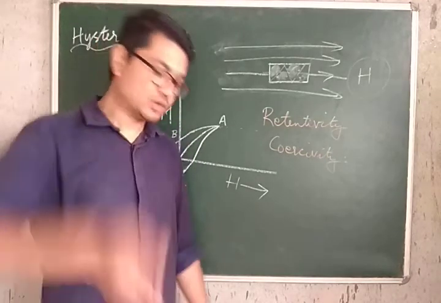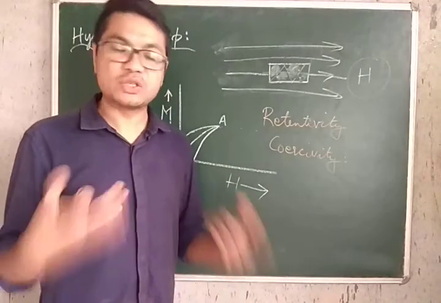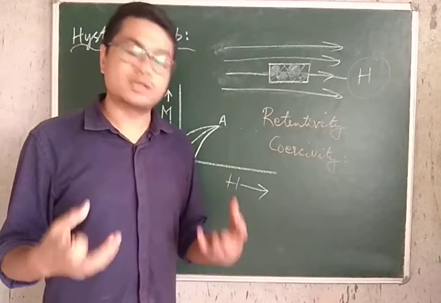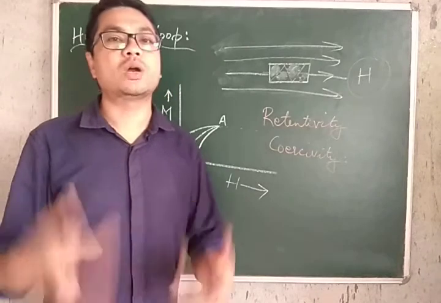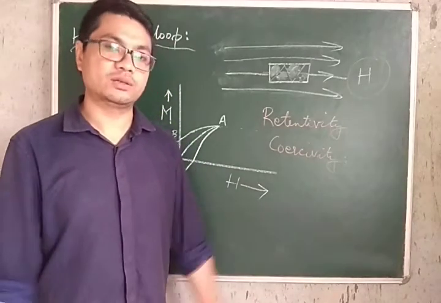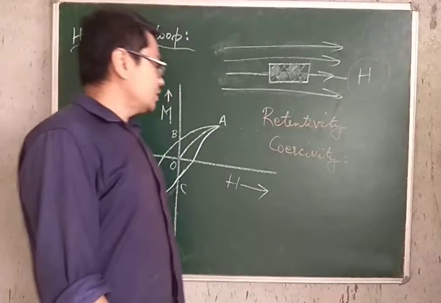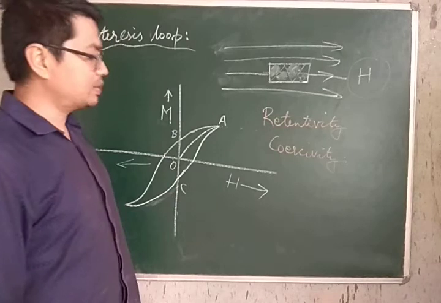Okay, if you have a magnet also, you go on banging that magnet on the floor, you will see eventually the magnet loses all of its magnetic behavior. That is the ability to attract iron or similar substances. Okay, so that is about the hysteresis loop.